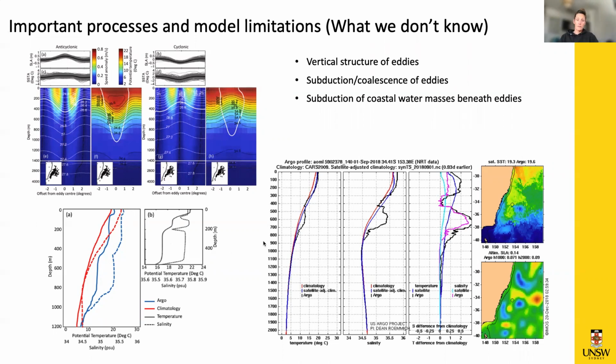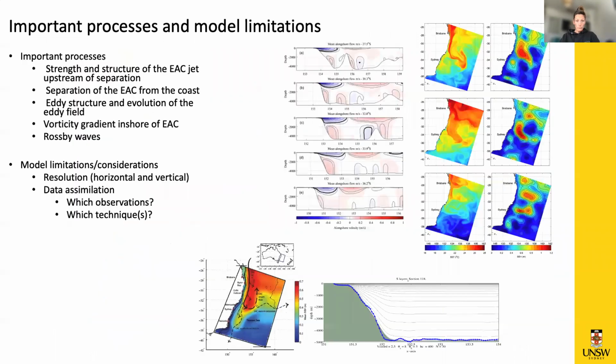Some more complex vertical processes include the subduction and coalescence of eddies and also the subduction of coastal water masses beneath eddies, which we've observed, and we are working on our ability to model and predict these processes.